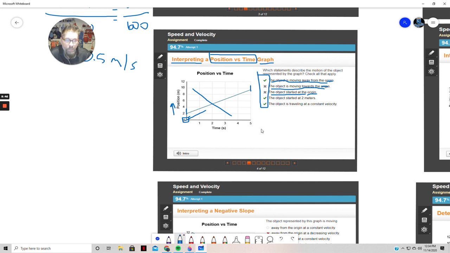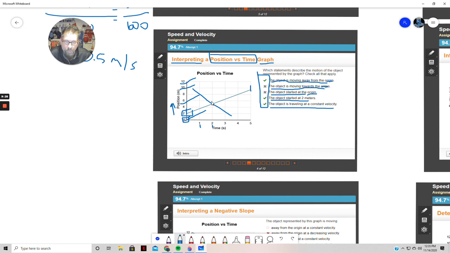Okay, and again, the same idea, the object started at 2 meters, and that is right here. So if the line would have been here, you'd say it started at 6 meters. If the line was here, it started at 10 meters. If the line had started here, then you would have said it started at 12 meters. So that's a reference to the point on the y-axis. And again, you correctly got that the object is traveling at a constant velocity. And you can see that by each time it crosses a new second, it goes up 2.